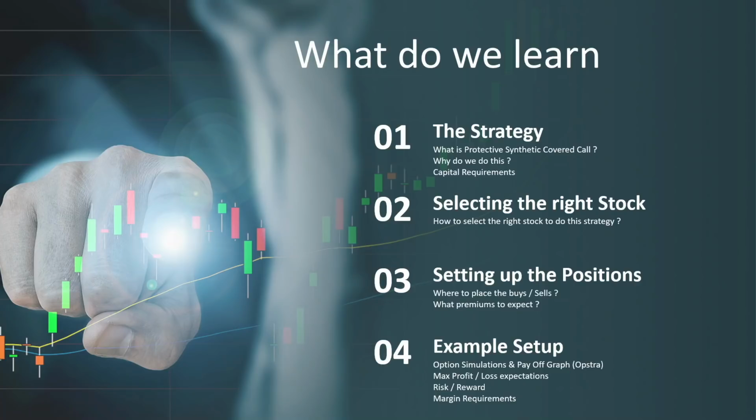Then at the end we will go through the example setup. We will go through Reliance stock, how we are going to do the strategy in Reliance stock, and we will go through the option simulations and payoff graph using Opstra. For the example setup, we will see the maximum profit and maximum loss, the risk reward, probability of profit, and the margin requirements. At the end, we will summarize what we have learned. I hope this session will be useful for you.